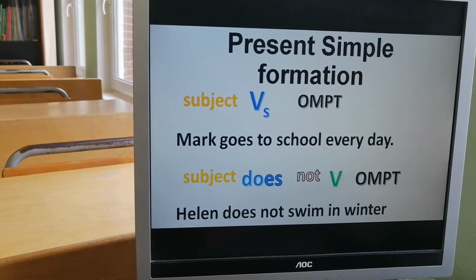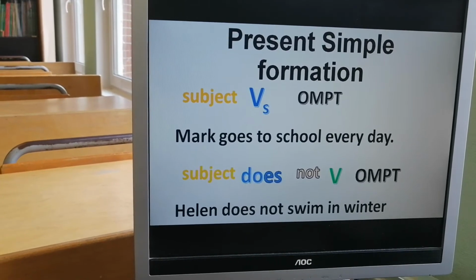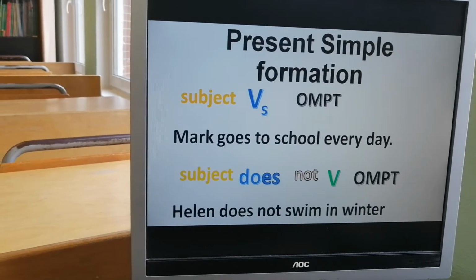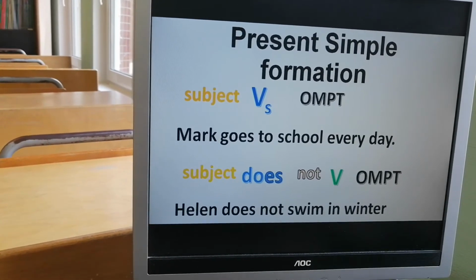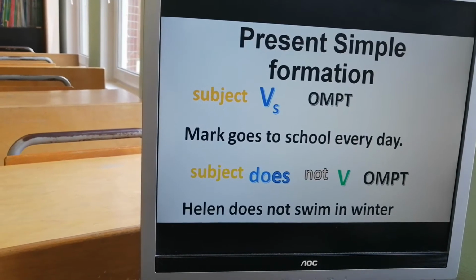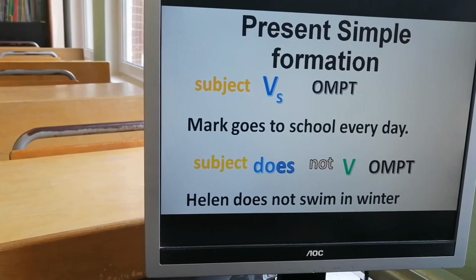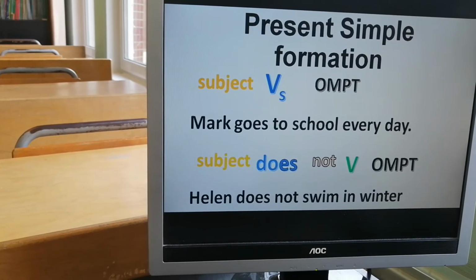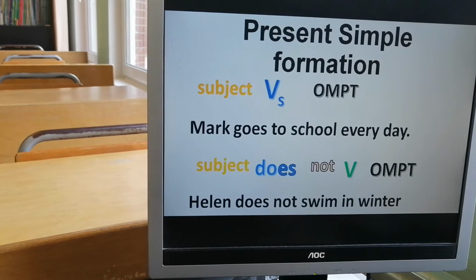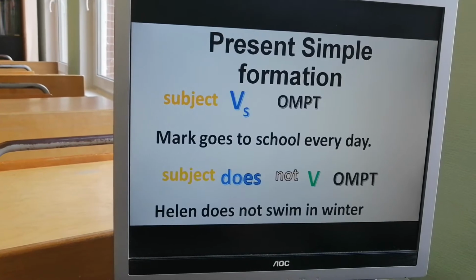Could anyone explain why there is no s ending? Helen swims in summer, here is your s, but Helen does not swim in winter. Where is the s ending? If you said it was added to do to change it into does, you were absolutely right. So, I hope present simple is now clear.